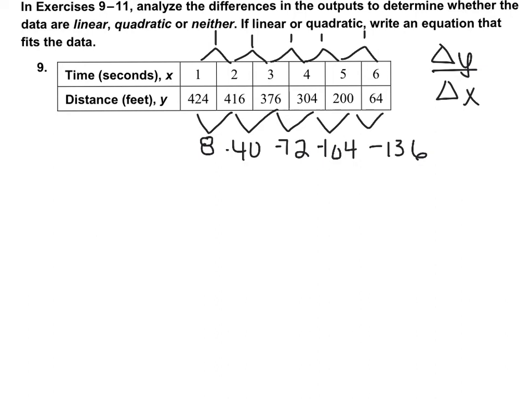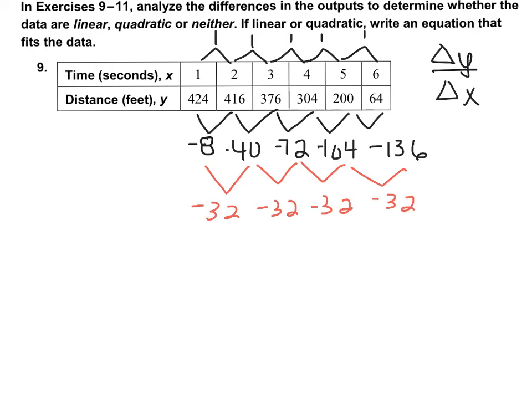However, to see if it's quadratic, we want to see if the rate of change from that level, we need to recognize that since everything else is changing by a negative, that 8 would also be a negative. I forgot to put that in there. So when we go from -8 to -40, we've changed by -32. To go from -40 to -72, we've changed by -32. To go from -72 to -104, we've changed by -32. And then the last, we've also changed by -32.